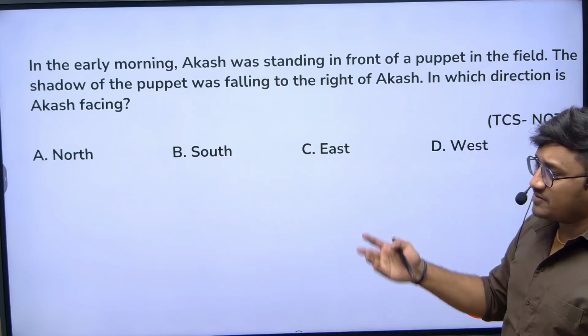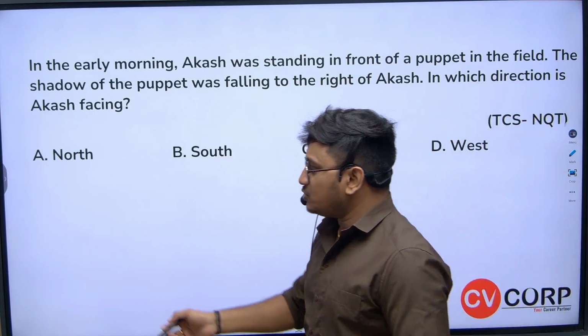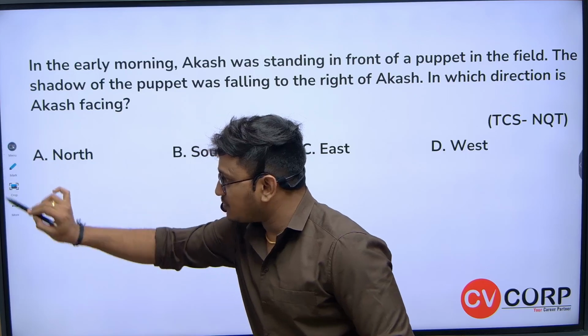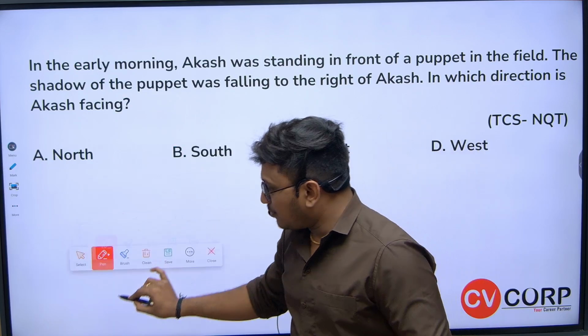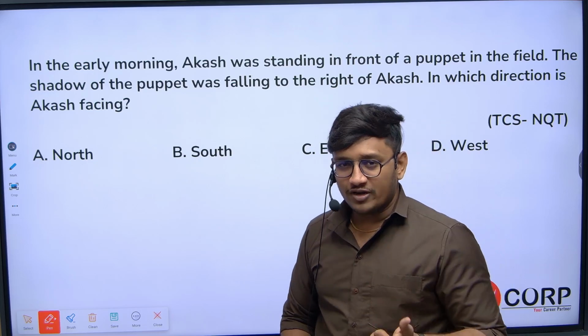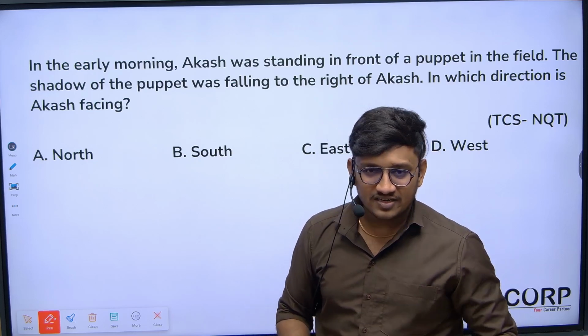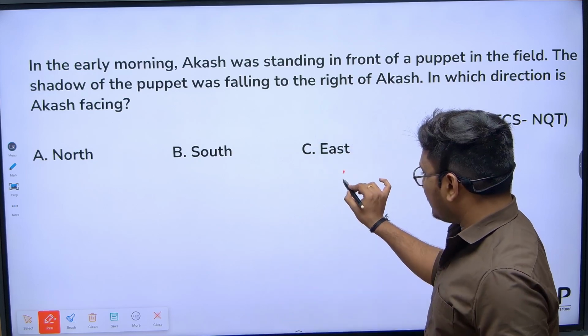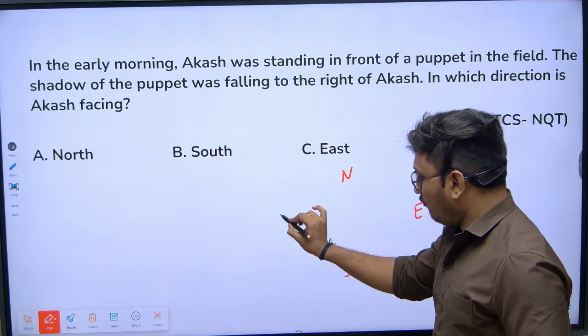So this question, as I said, is based on shadows. One thing you just need to understand is the concept of shadows. There is one condition in the morning and a second condition in the evening. When it comes to the morning, we all know that the sun rises in the east and sets in the west, right? So let's consider north, south, east, west.